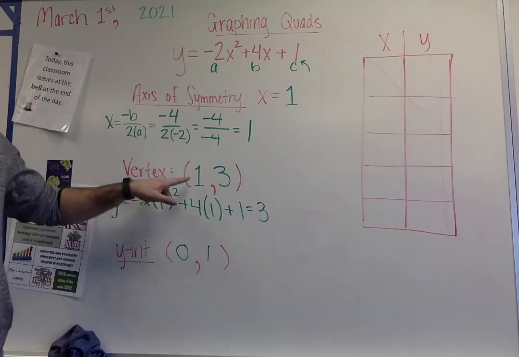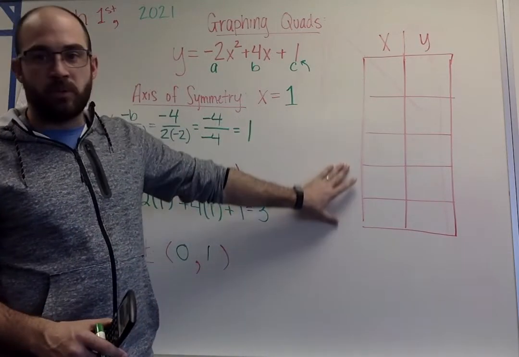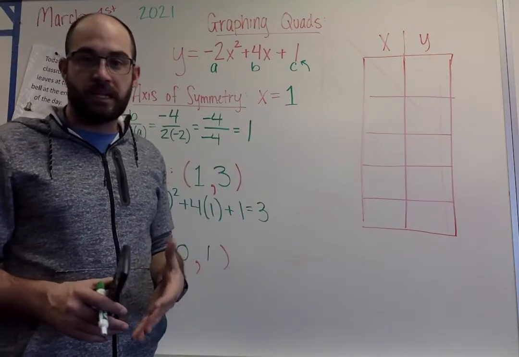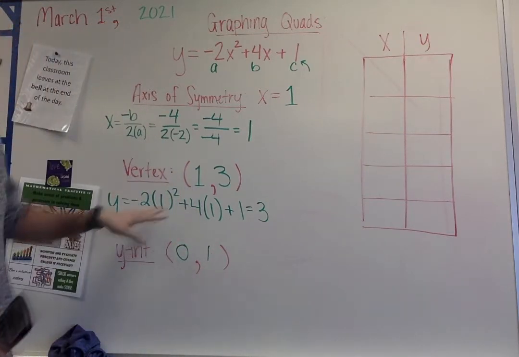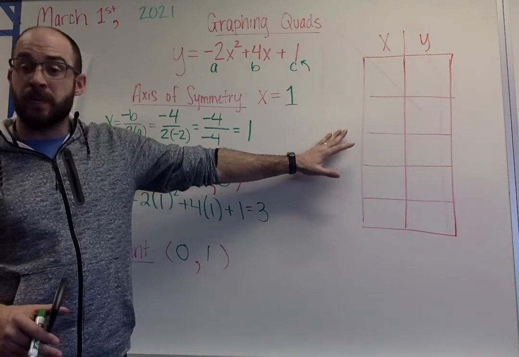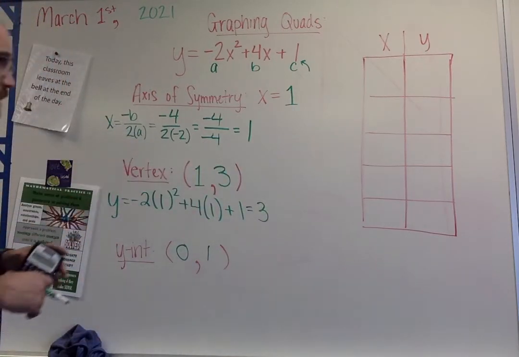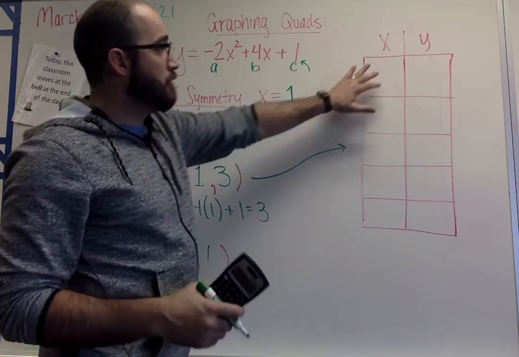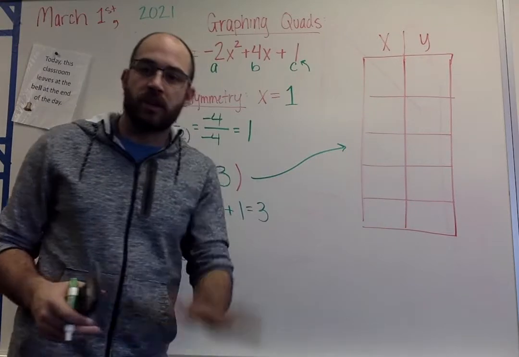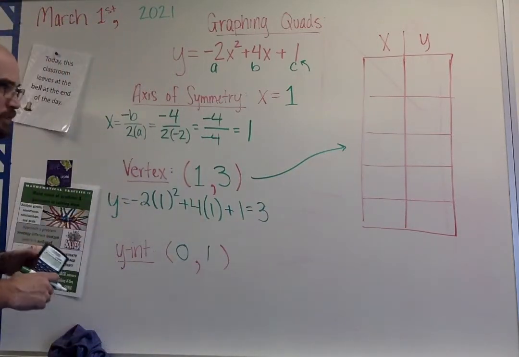So for my vertex (1, 3), the way I fill out our table is going to be pretty straightforward, pretty easy. It's basically doing what we did here with our vertex in our table. So we're going to pick a couple x values, and I'll show you exactly how to do that here. Our vertex will always be our middle point. Notice I have 5 points. The expectation is that you should have 5 points in your tables. The middle point will always be your vertex.